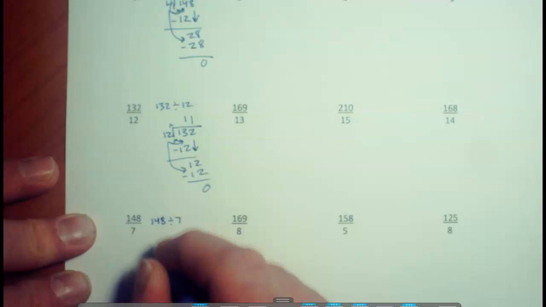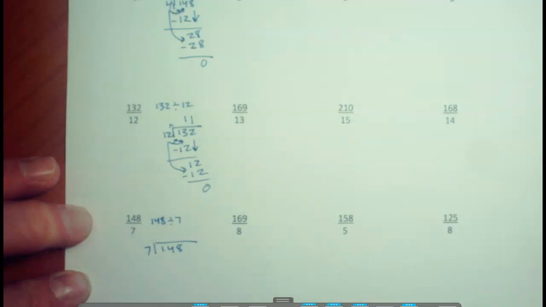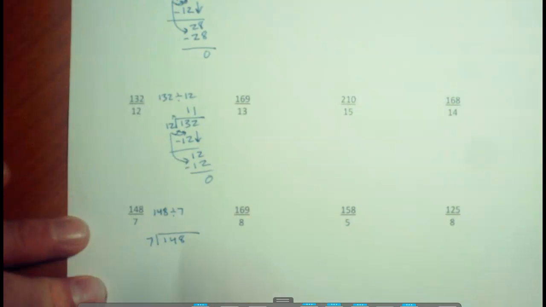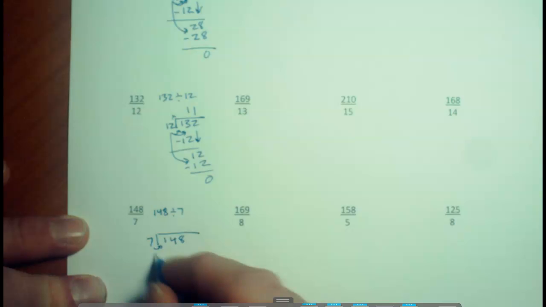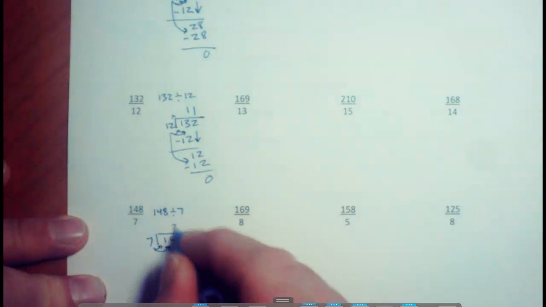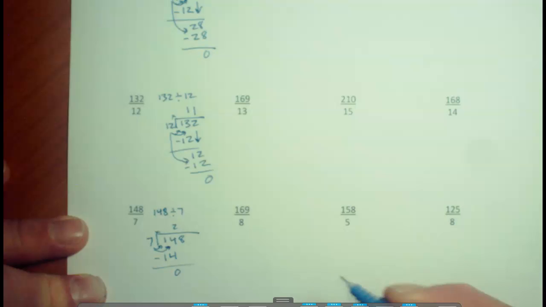148 divided by 7. Again, this is the same as 148 divided by 7, which is the same as 148 divided by 7. Well, this time we're going to have a remainder, and we're going to show it as a fraction. So watch how this works. Does 7 fit into 1? Nope. Does 7 fit into 14? Sure does. 2 times. 2 times 7 is 14. When we subtract that, we've got 0.